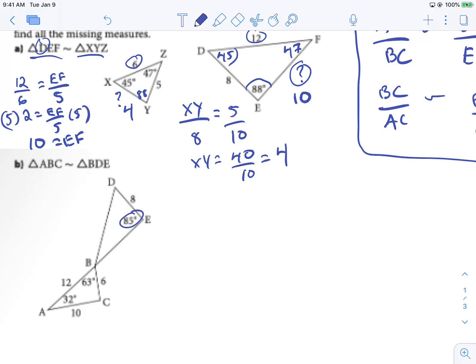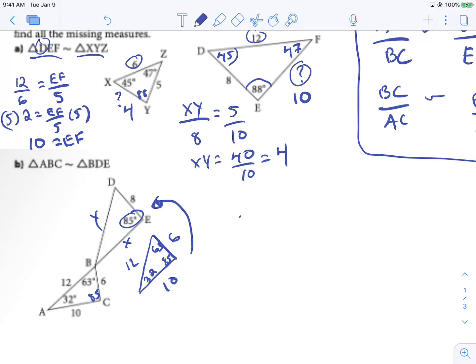So this 85, we know that's that missing angle right there. If we redrew this triangle, this is how it would look. We have this 85 here, a 63 here, and a 32 here. So here's our 10, here's our 12, and here's our 6. Now, this is similar to that. This thing over here is a little bit rotated, a little bit sketchy, so let's use the one that we've redrawn, which is always good advice. We need to figure out what this side is, we'll call it x, and what that side is, we'll call it y.